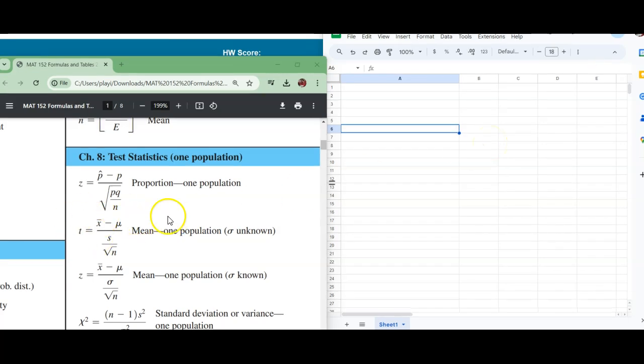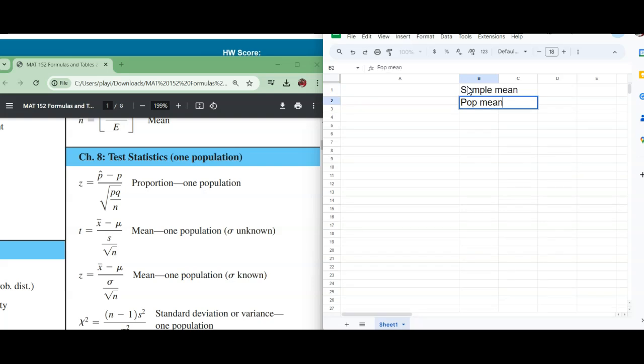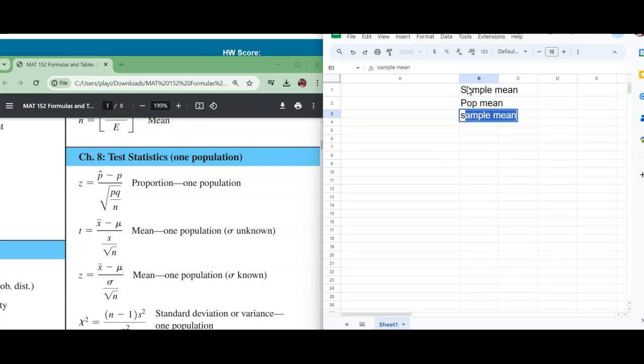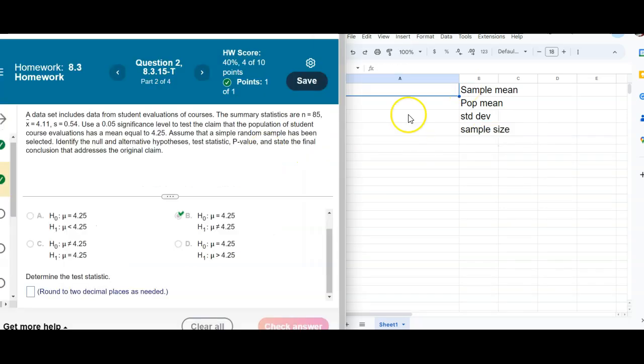So we're doing the T statistics here. But we need the sample mean. I'm just going to label the things that we need. Sample mean, we need the population mean, we need S, the standard deviation, and we need the sample size, which is N. You could just put N there. All right, so just going through on the problem. X bar is the sample mean, so that's the 4.11.